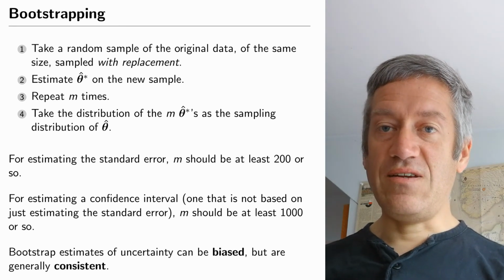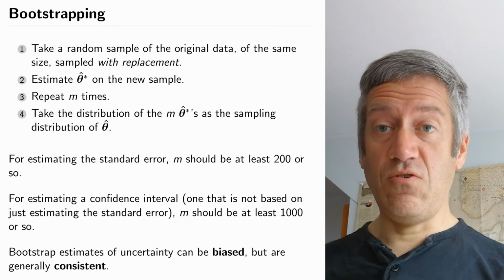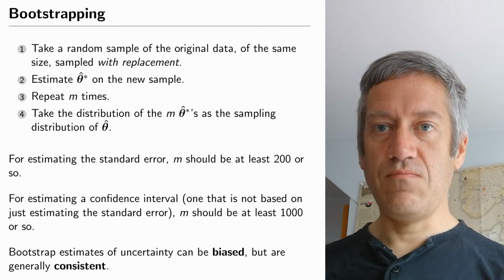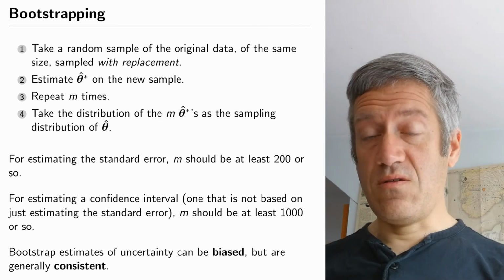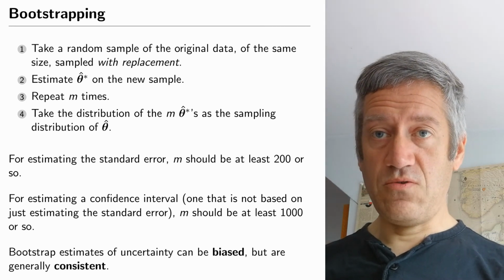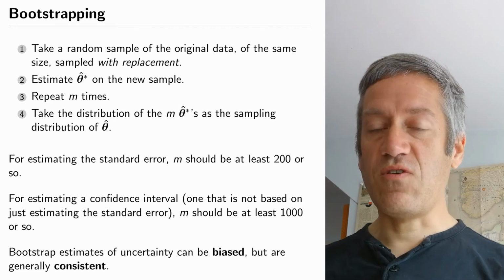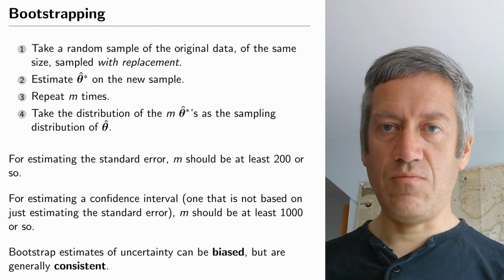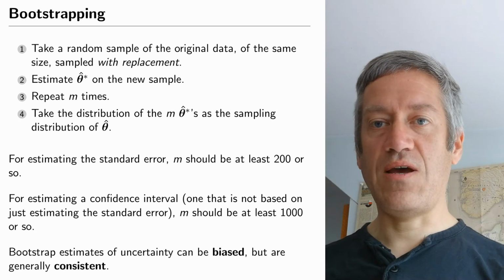So we get an idea of the sampling distribution, which is what we normally use in the frequentist framework to assess uncertainty. So bootstrapping is very much a frequentist approach to uncertainty, because we're trying to approximate the sampling distribution of the statistic by looking at the distribution of that statistic across bootstrap samples.